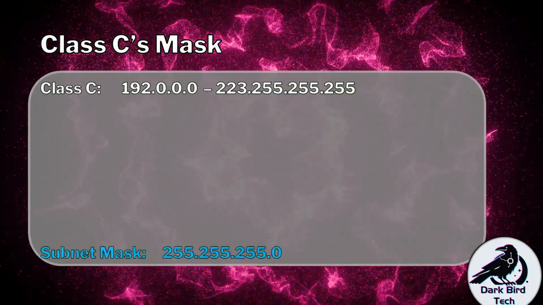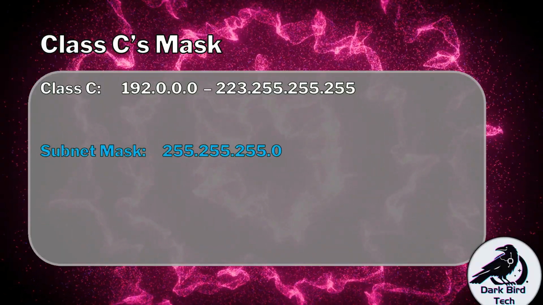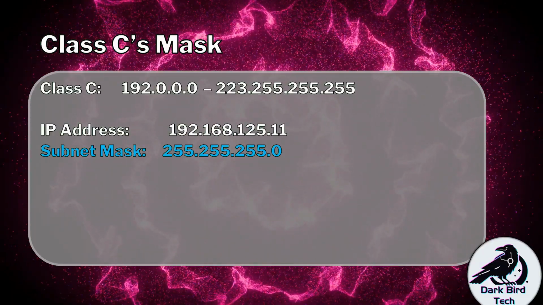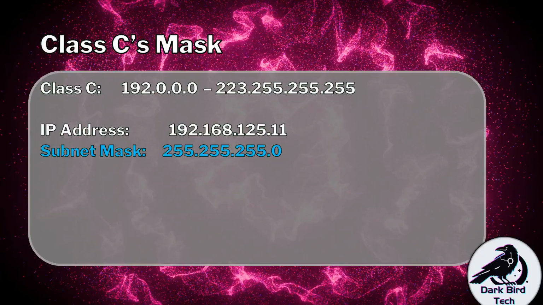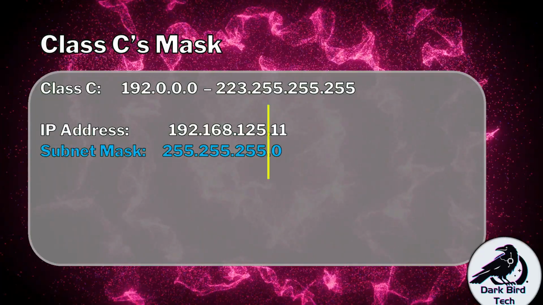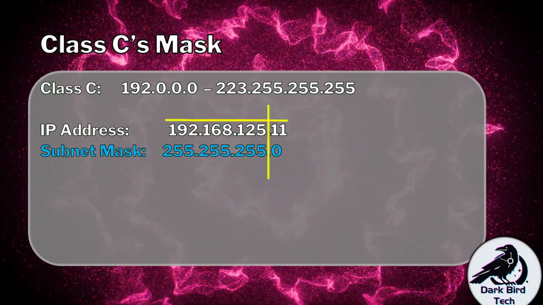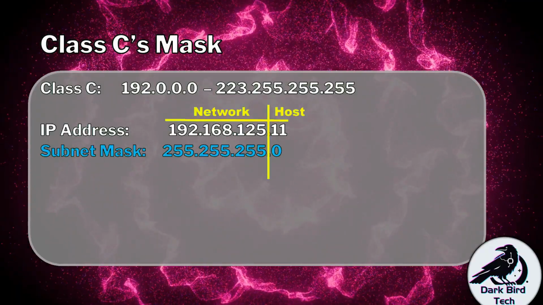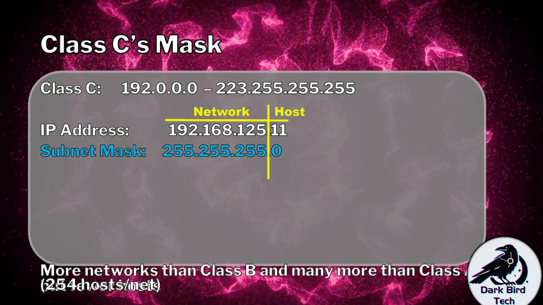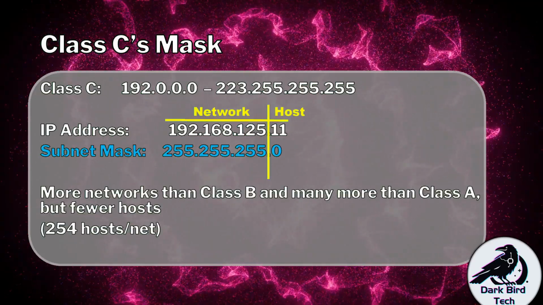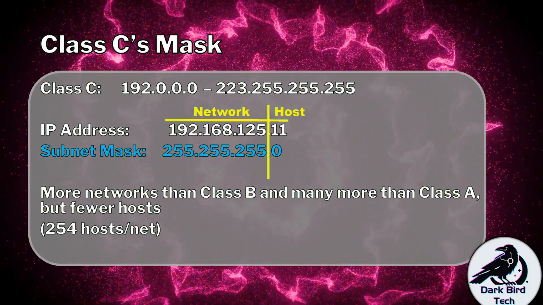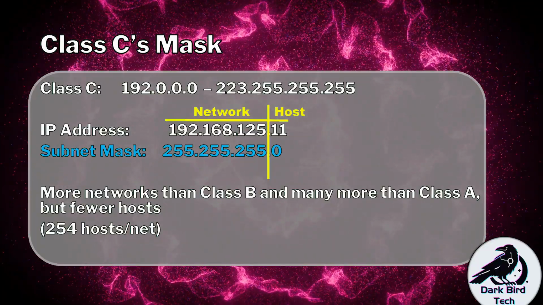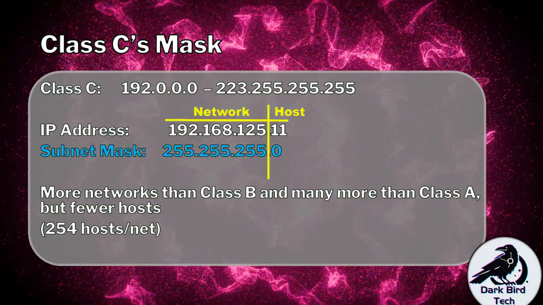And then when we look at Class C, which remember is from 192 to 223, you're looking at a subnet mask of 255.255.255.0. So let's stick an IP address above it, like 192.168.125.11, and imagine that line after the last 255. Everything to the left of the line is the network address, and everything to the right of the line is the host address portion. So with Class C, we get many networks, but each of these networks has far fewer hosts in them, 254 hosts per network, which is still pretty reasonably large if you think about it.